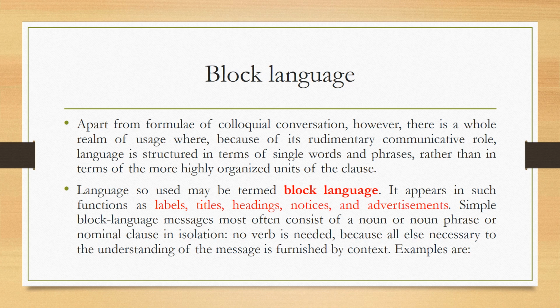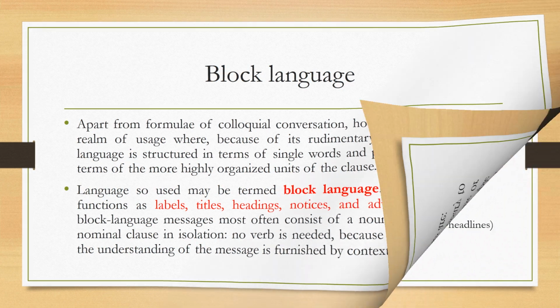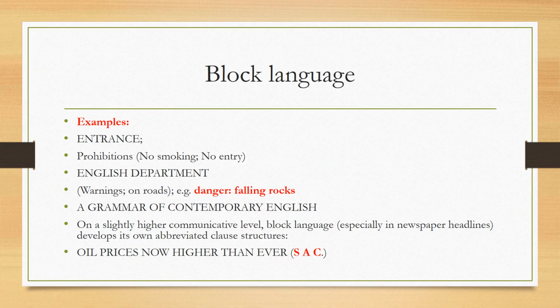So how can we understand it if we do not have a verb? Or we are going to have something written only with nouns. Here, the context will help us in understanding what message this block language wants to tell us. For example, usually on labels, on buildings, on the door or doors of buildings, we can find something written. This is an entrance or exit.